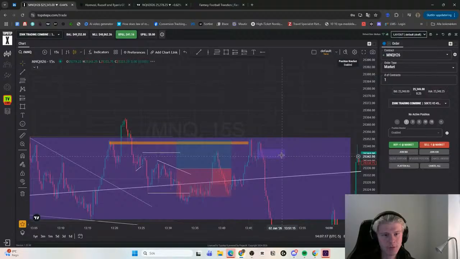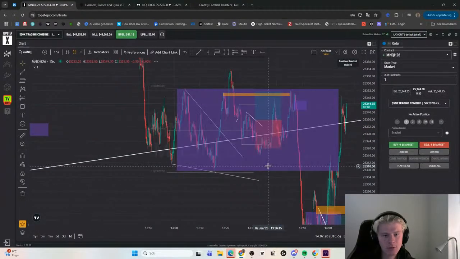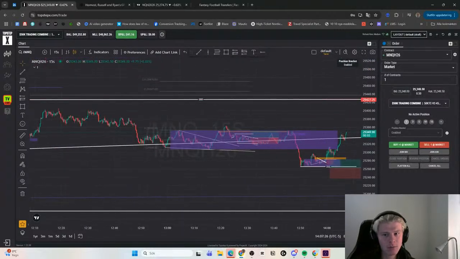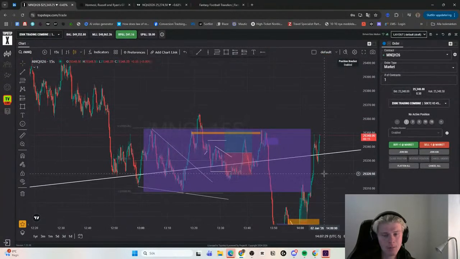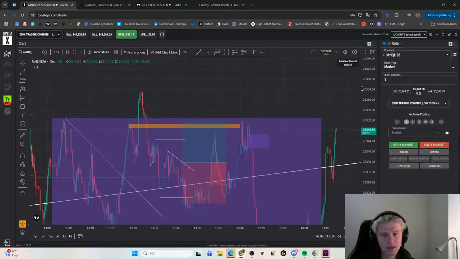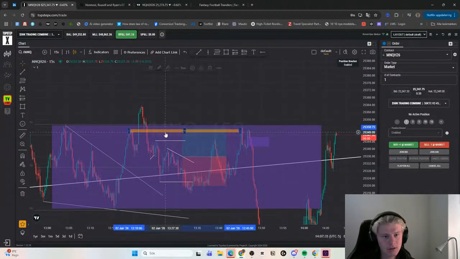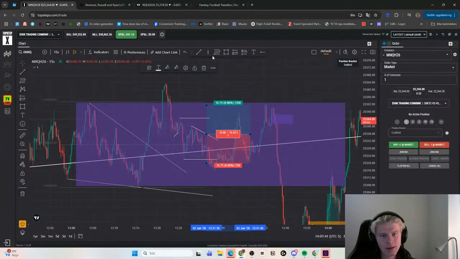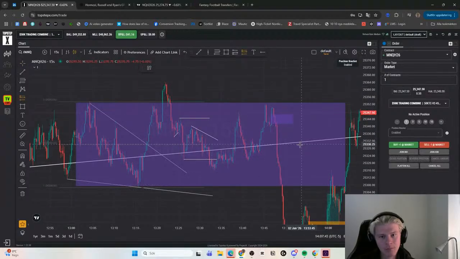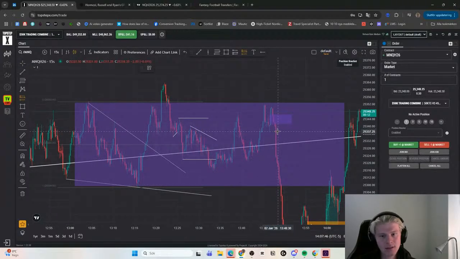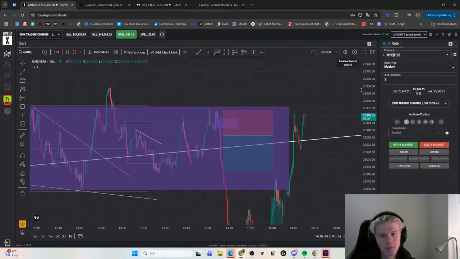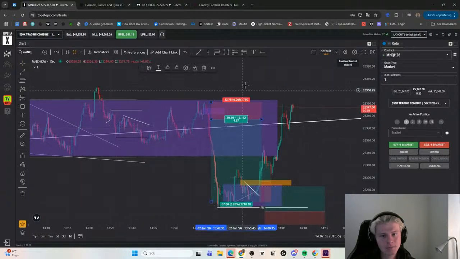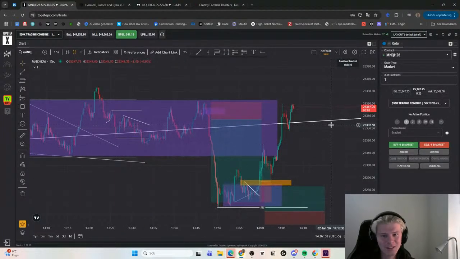Because I was eyeing a short from here as well. It was quite likely we were going to sweep these lows here to engineer more liquidity up there. And so I was looking, okay, where are we going to find the short? I think that was a very low time frame BVR. And I mean, we get this 15-second order block, right? That's what we get. And yeah, I mean, it's a good setup.